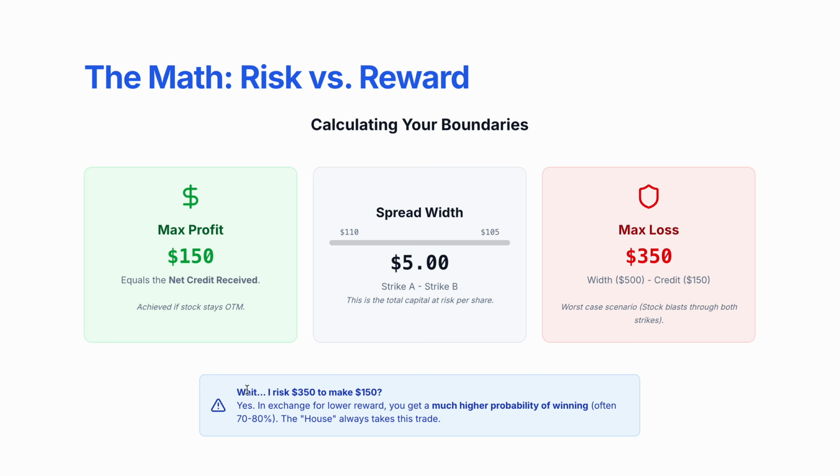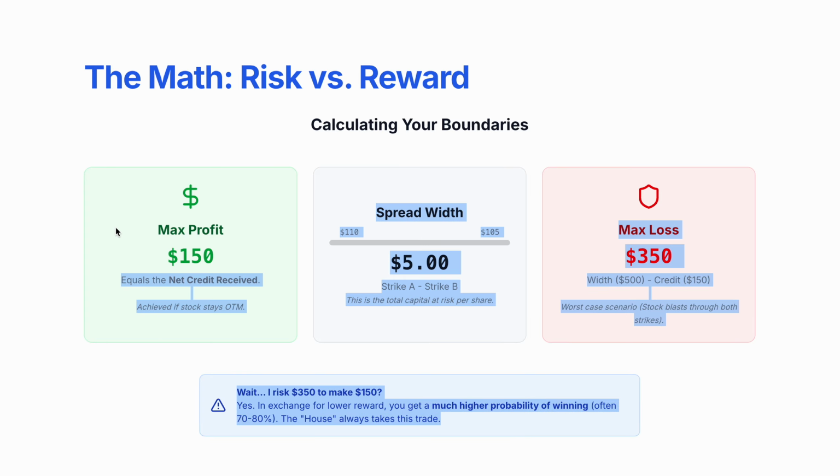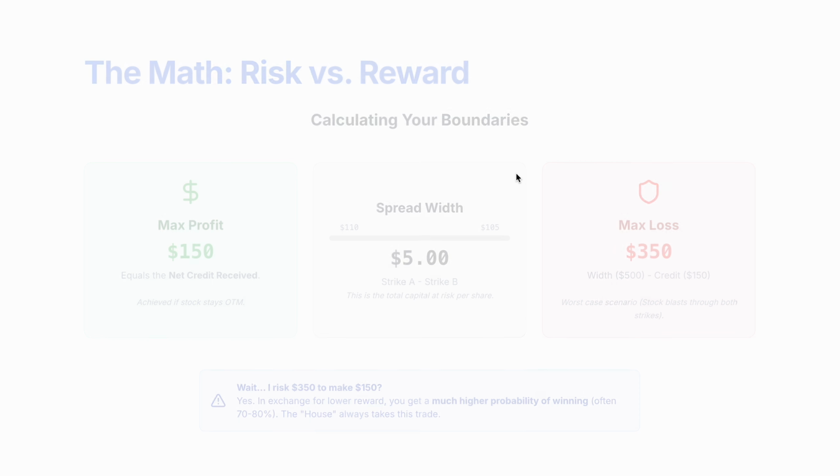And again, you may be saying, well, why would I risk $350 to only make $150? Well, you're getting a much higher probability of winning. And you can also calculate what your probability is. You can take 70% trades, 80% trades, 90% trades. There's a million different ways that you can calculate and set up the probabilities to be in your favor. So calculating and knowing this risk reward is really important because it's going to make sure that you know exactly what type of trades you're going to be taking.